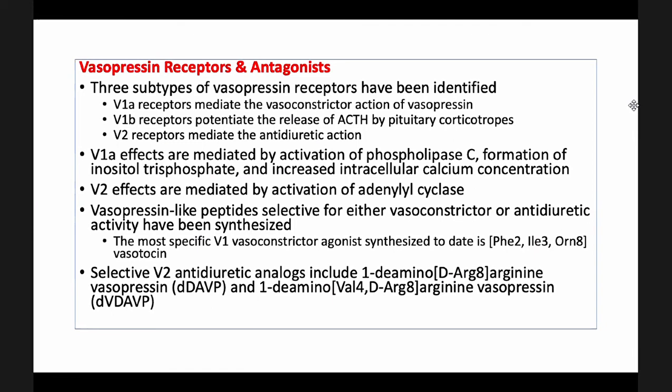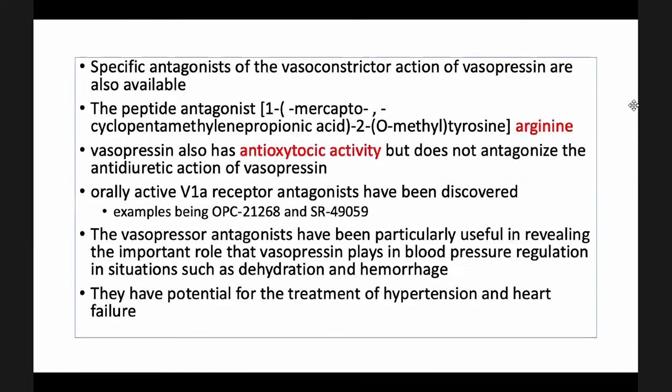So there are specific antagonists of the vasoconstrictor action of your vasopressins. These are actually available. Your peptide antagonists, your mercaptocyclopentamethylene propionic acid 2, or your arginine.